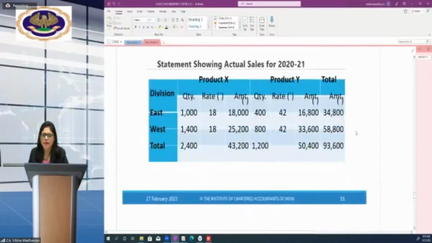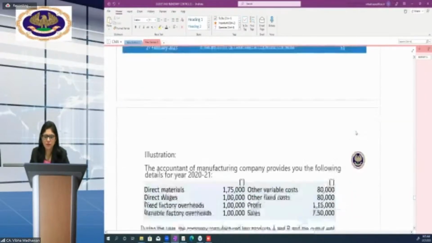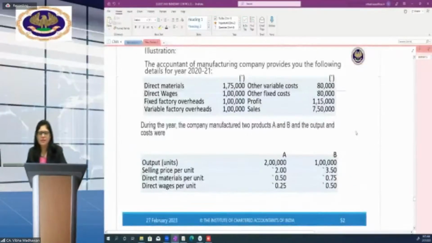So this is the actual sales, the budgeted and the actual sales, which was already given in the question. Okay, students, there is another illustration. It's a practice illustration. You can just do it. I can explain to you how you do it.